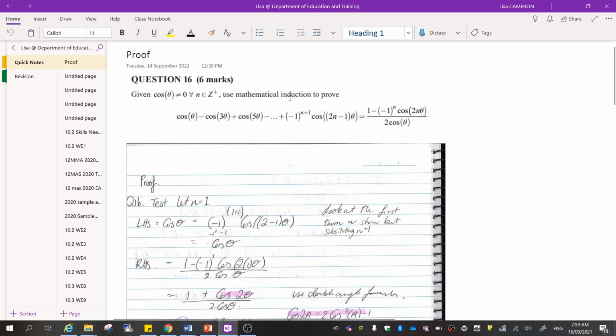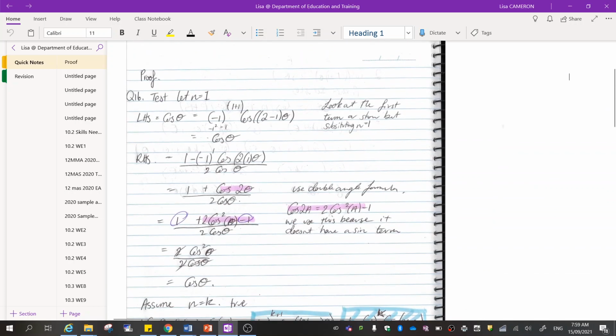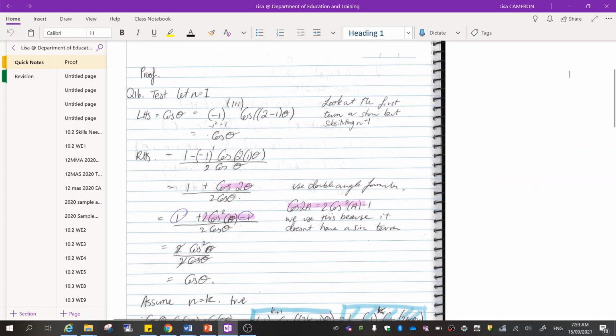So you first test when n equals 1, then you assume that when n equals k, that is also true. Then you prove that k plus 1 is true, and then you evaluate. So first thing that we do is we test n equals 1.